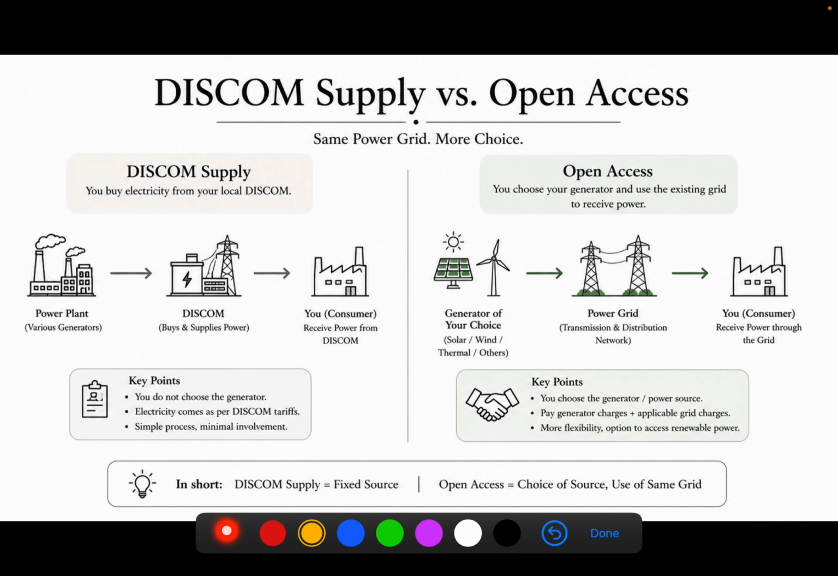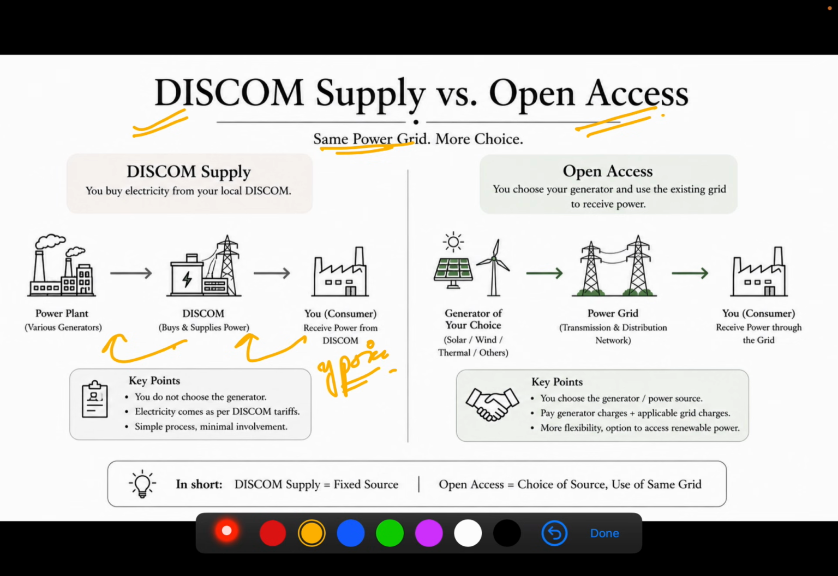Now moving ahead to understanding the difference between the DISCOM supplied power and the open access. So the power is same, but there is more choice to it. When we get electricity via DISCOM, the DISCOM gets the power from the power plant and we receive the power from the DISCOM directly at, let's say, Y price.